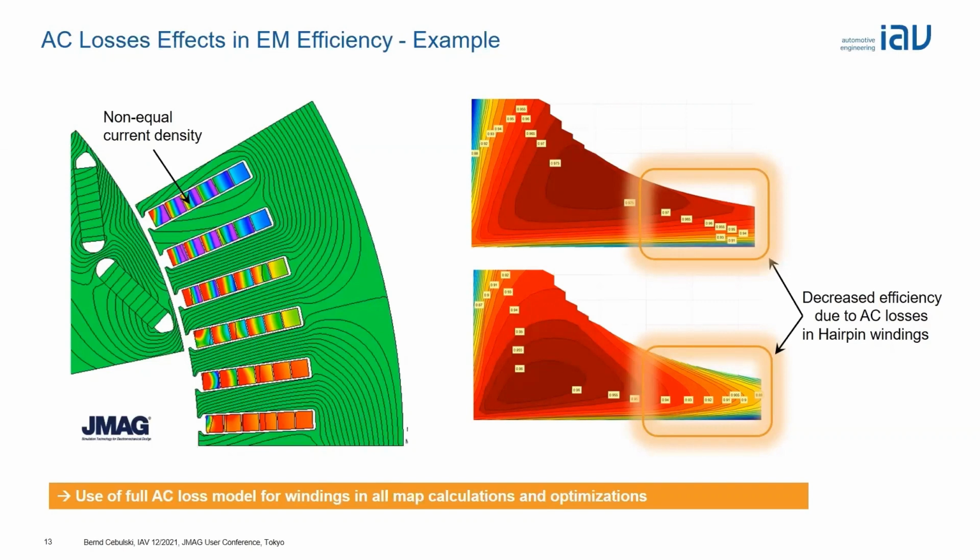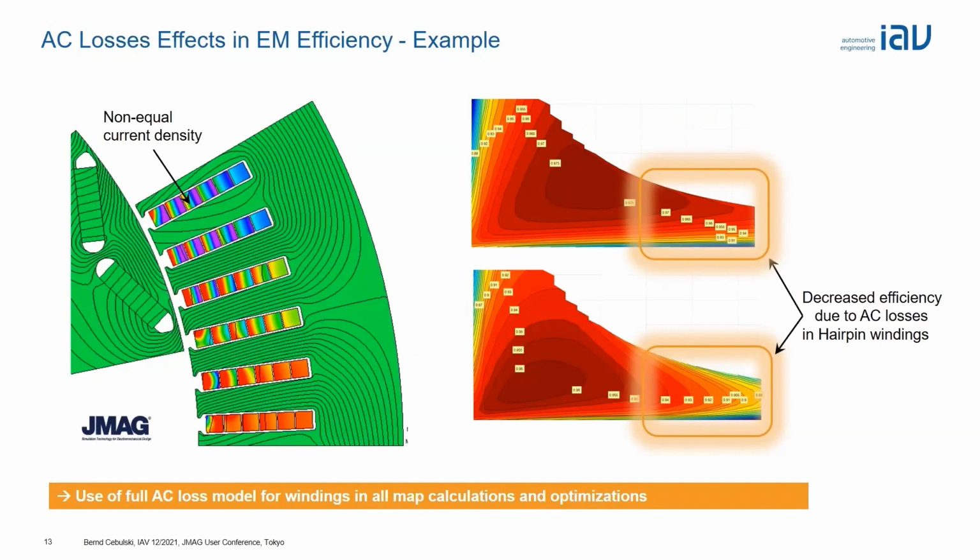On the right side, you see the effect of the different AC losses. On the upper portion of the picture, you see an efficiency map without any AC losses, and the lower part is with AC losses. You see that mainly the high-speed region is affected.